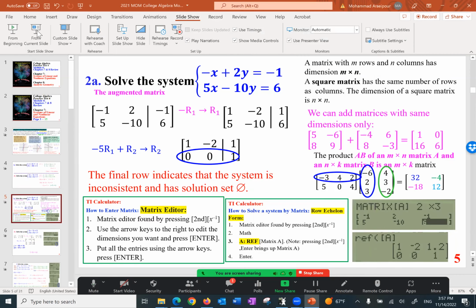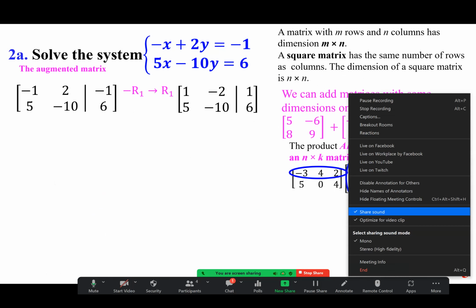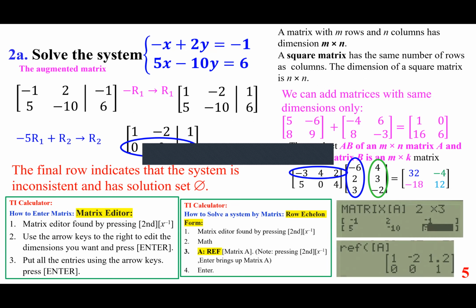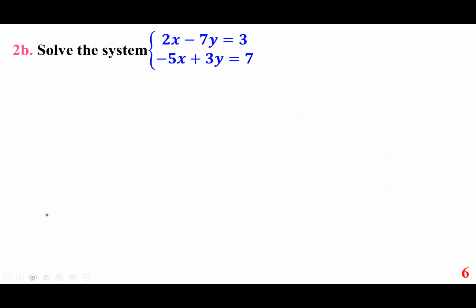Again, I was showing you how to input the information into a calculator, and it gives you what you see here. Again, just playing with the technology. Let's move on. We want to solve this again. You can do it by any method, substitution, elimination, or using matrices.